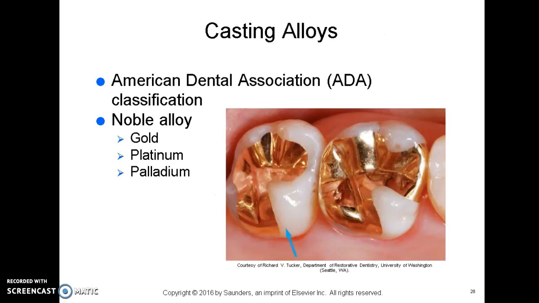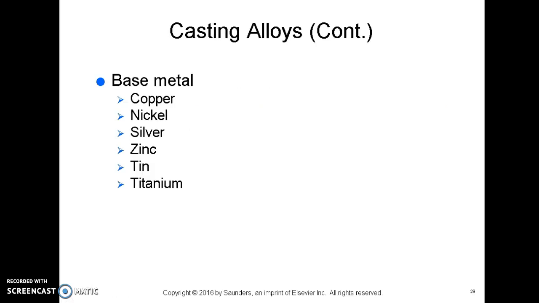Casting alloys. So the American Dental Association classification has the noble alloys as the gold, platinum, palladium, and here we have these gold foil restorations. So this is where they can either be an inlay that was cast outside of the mouth, or it could have been a gold foil where it was condensed into those preparations. The base metals, as a review, is copper, nickel, silver, zinc, tin, and even titanium.